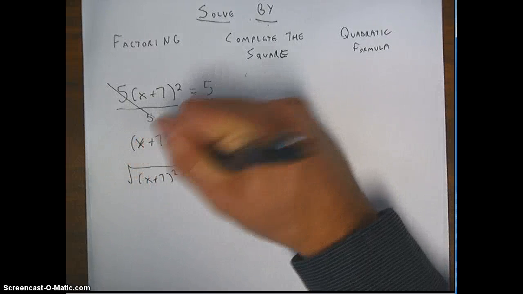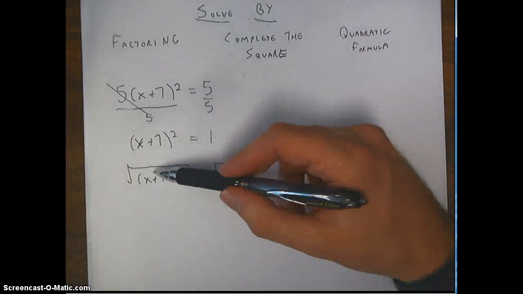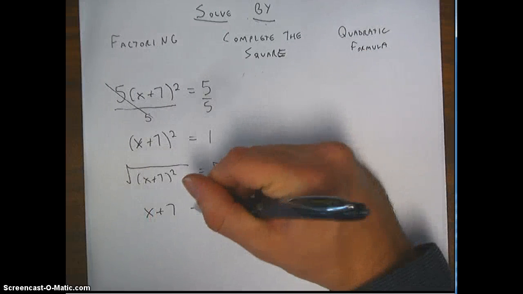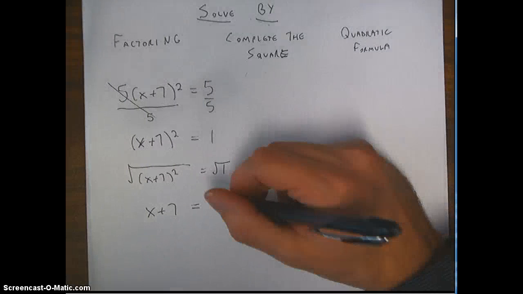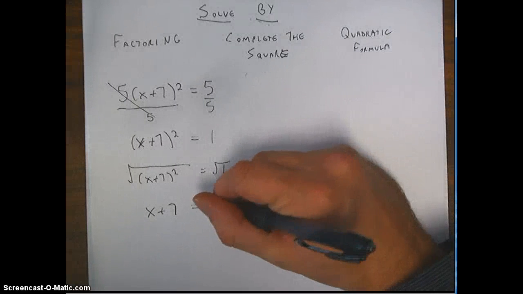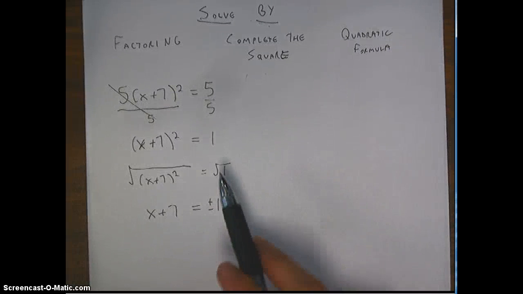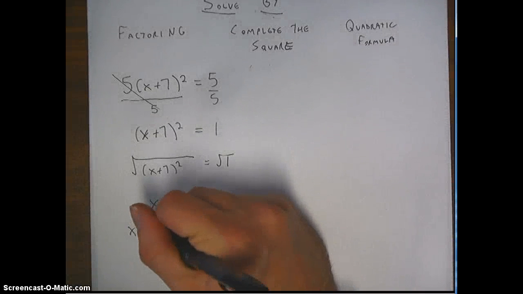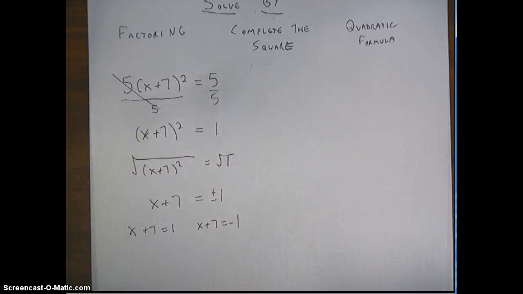So x plus 7, squared, equals the square root of 1. Well, the square and the square root cancel out, and that just leaves me with x plus 7. Now, the square root of 1, you might be tempted to say, is just 1, but it's not. It's positive and negative 1. Whenever you take a square root, you've got a positive and a negative. So in the course of taking that square root, we actually wrote 2 equations: x plus 7 equals 1, and x plus 7 equals negative 1.